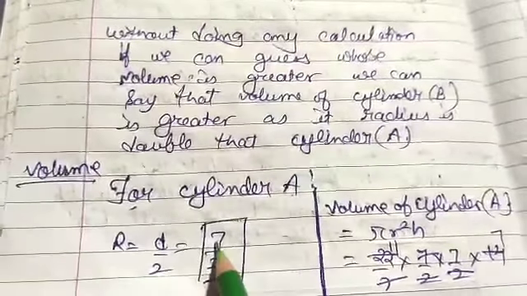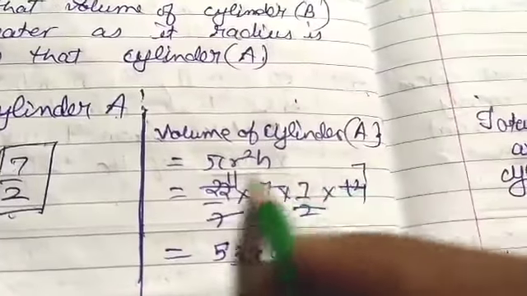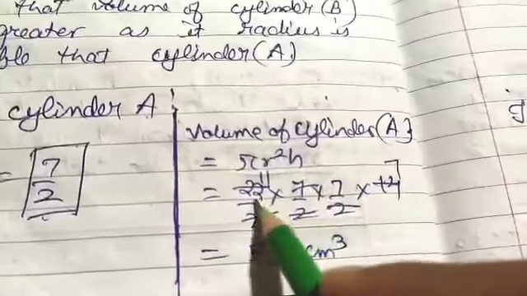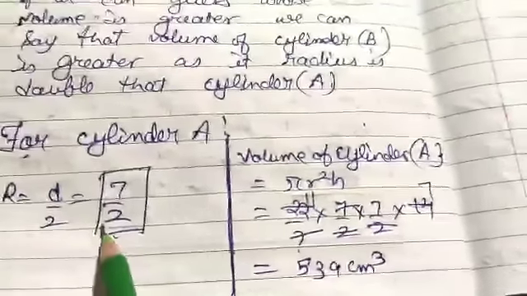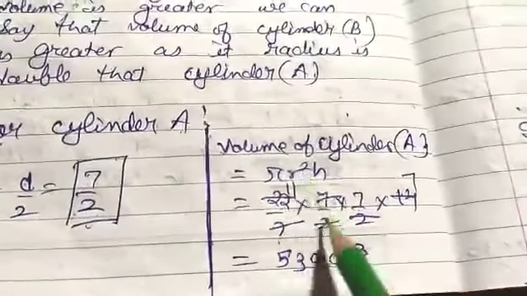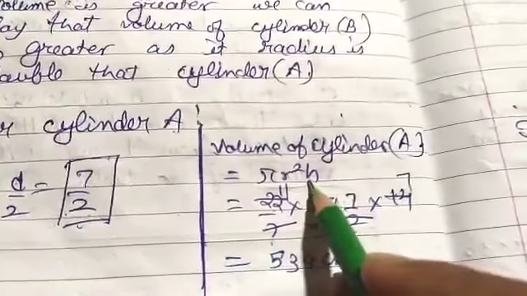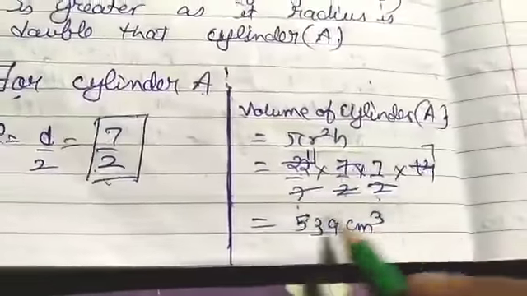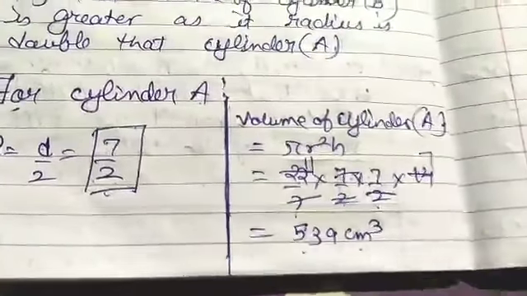The diameter is given as 7, so the radius will be 7 by 2. The formula for the volume of a cylinder is pi r square h. The value of pi we take as 22 by 7. The radius we just found is 7 by 2, and it is squared, so 7 by 2 into 7 by 2. The height is given as 14, so write down 14 over here. After cancellation, we get 539 centimeter cube.